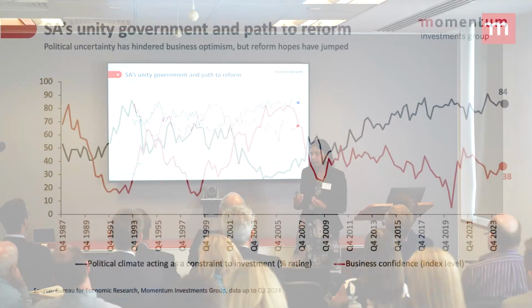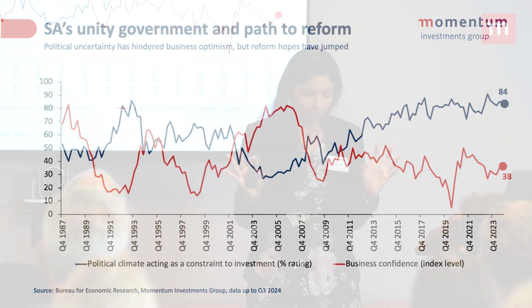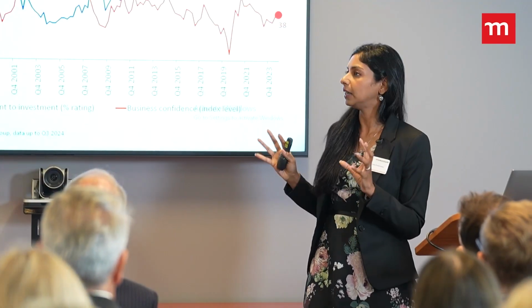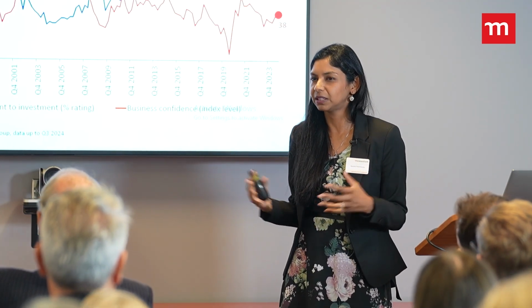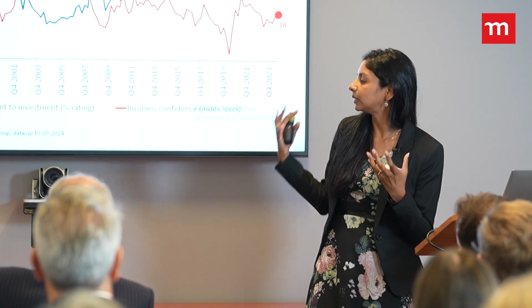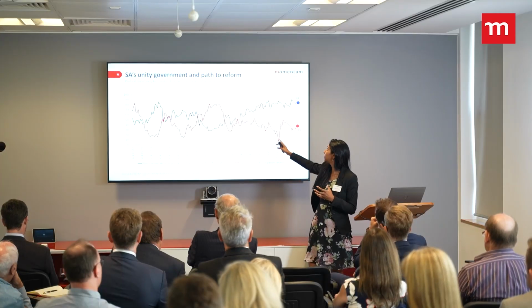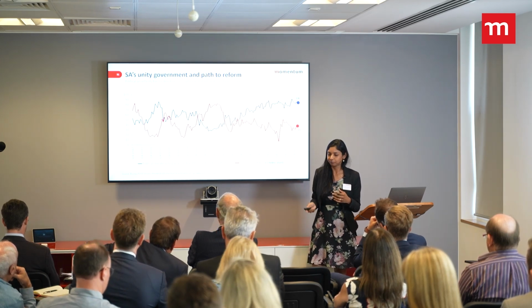On the ground, however, businesses are still hesitant. You can see that, yes, business confidence ticked up, but it's still below neutral territory, still in negative territory. Anything below 50 means that businesses are feeling pessimistic. Why are they feeling pessimistic? They're worried about the political climate, and the political climate concerns are still very elevated, around 84-85%.